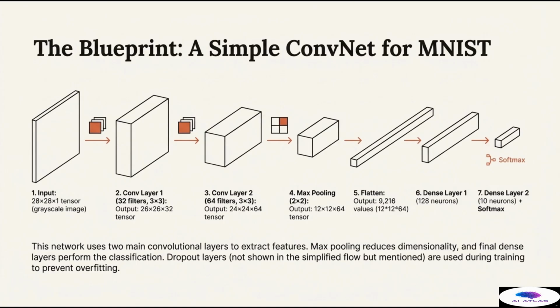After pooling, we move to step 5, flatten. This takes our 3D tensor and converts it into a single vector of over 9,000 values, which is necessary to feed into the traditional neural network layers that follow. Steps 6 and 7 are the final classifiers, 2 dense layers. Layer 6 has 128 neurons for feature interpretation, and the final layer, Layer 7, has 10 neurons, 1 for each possible digit, culminating in a softmax function that provides the probability distribution for the classification.